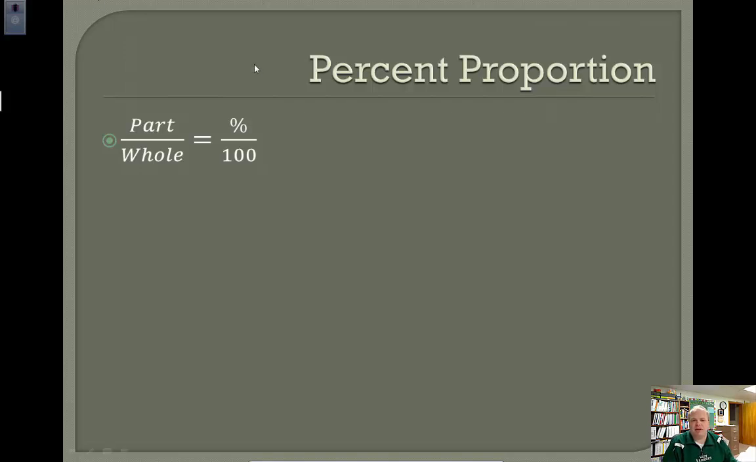Okay, is this proportion where I have my part over my whole, and that's going to equal my percent divided by 100. This is going to be known as what we call the percent proportion. Okay, and make sure that this gets down in your notes.